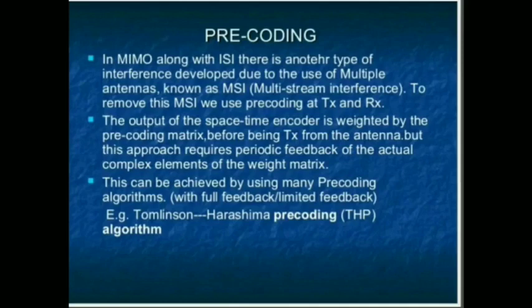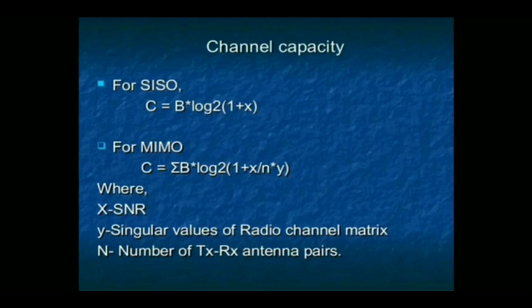It is another type of interference developed due to the use of multiple antennas, which is called multi-stream interference (MSI). This multi-stream interference is created by the use of multiple antennas. To remove this interference, we use pre-coding at the transmitter as well as the receiver to avoid or reduce the multi-stream interference. The output of the space-time encoder is weighted by a pre-coding matrix before the transmitter, and it uses a pre-coding algorithm, for example Tomlinson-Harashima pre-coding.